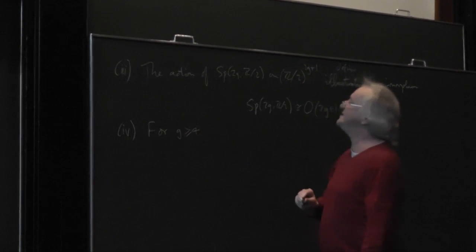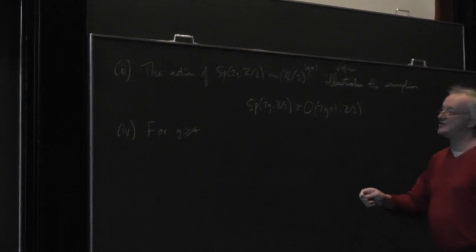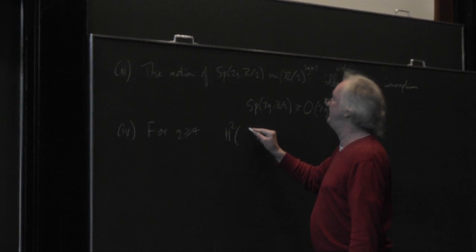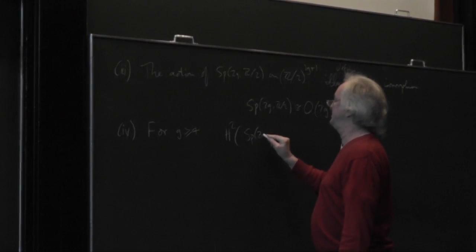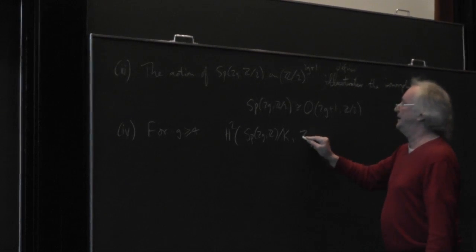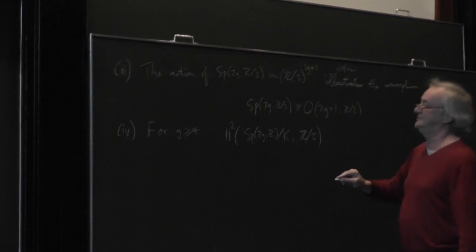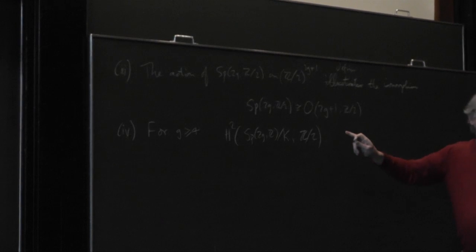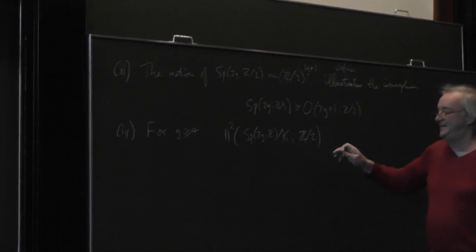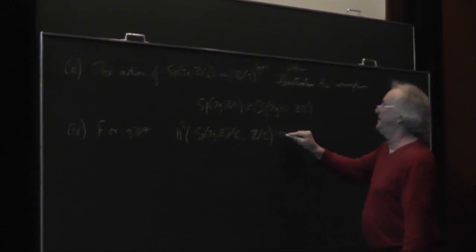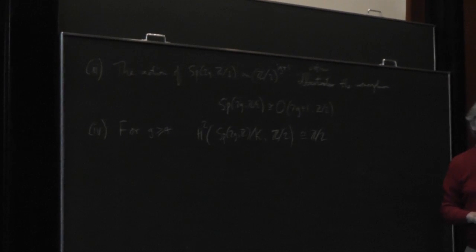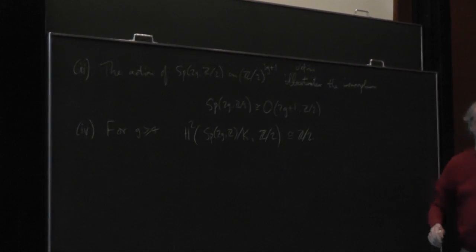For g at least 4, we can actually compute H2 of Sp(2g, Z) mod K. Well, we can compute it for all g, it's just in low genus there are some exceptional things that happen and I don't want to go into that. But usually you just get Z mod 2. And I'll actually explain why that is.